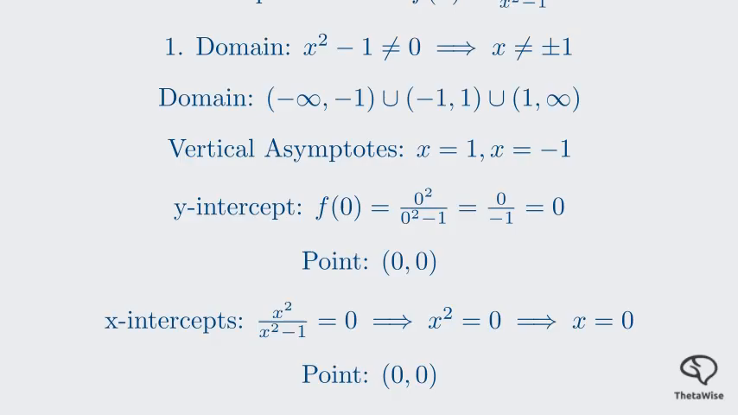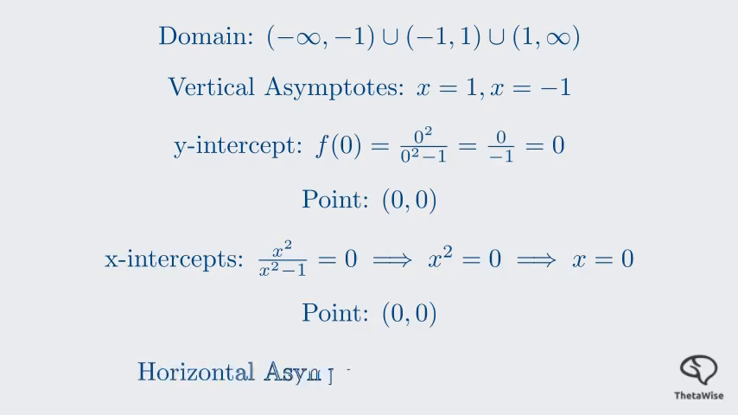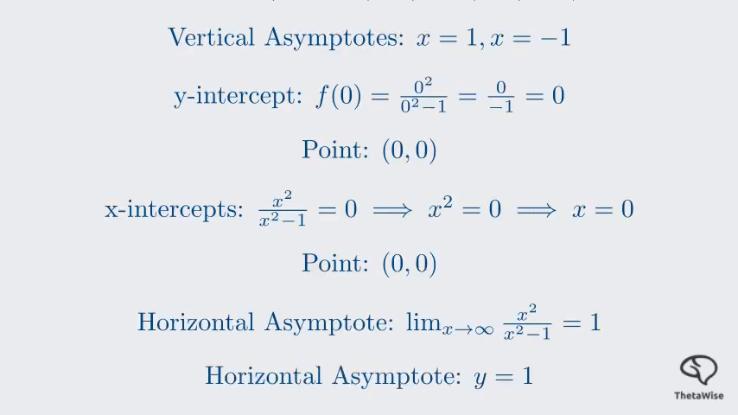Finally, let's check for horizontal asymptotes. We do this by taking the limit as x approaches infinity. The limit of x squared over x squared minus 1 as x approaches infinity is 1. This means we have a horizontal asymptote at y equals 1. We've now completed the first step for this rational function. We have the domain, vertical asymptotes, intercepts, and a horizontal asymptote.